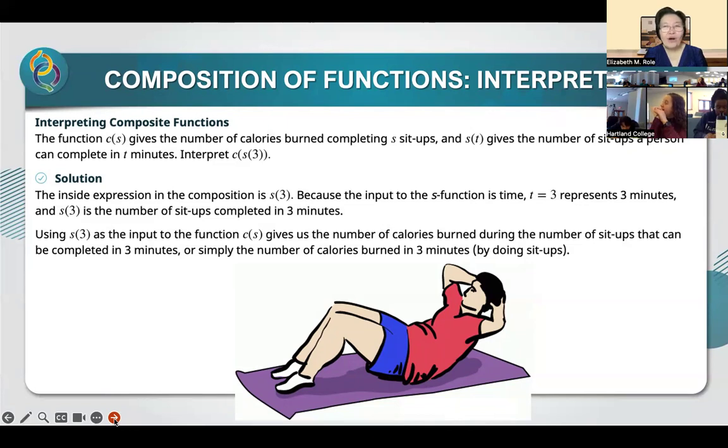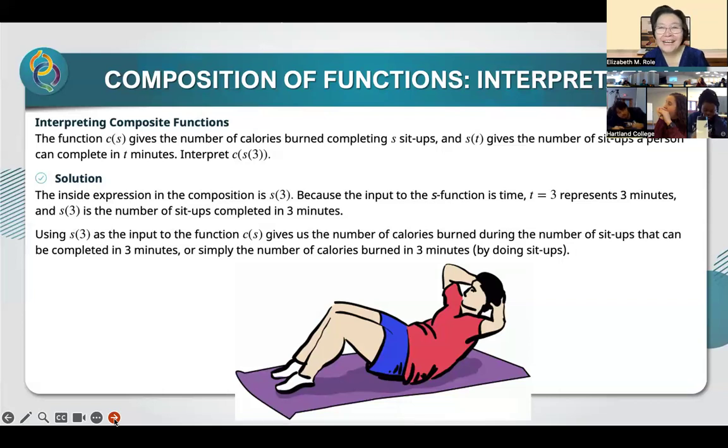Okay, we call it C of S of 3. That's the way to read it. Okay, go ahead. The inside expression in the composition is S of 3 because the input to the S function is time. T equals 3 represents 3 minutes, and S of 3 is the number of sit-ups completed in 3 minutes. Using S of 3 as the input to the function C gives us the number of calories burned during the number of sit-ups that can be completed in 3 minutes, or simply the number of calories burned in 3 minutes by doing sit-ups.